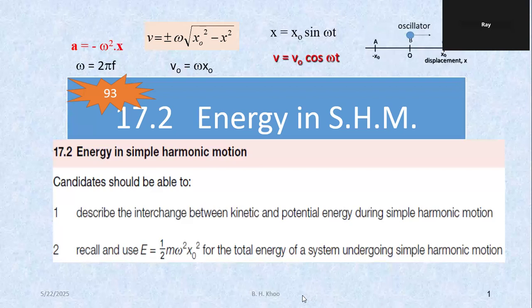Physics? Yeah. No wonder I didn't see any practical in the timetable you sent me. I think the timetable I wrote, I missed out the practical part. But the official one has the practical. So you will lose the practical mark.